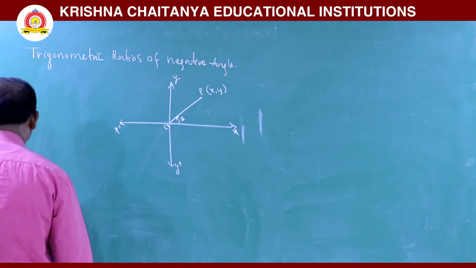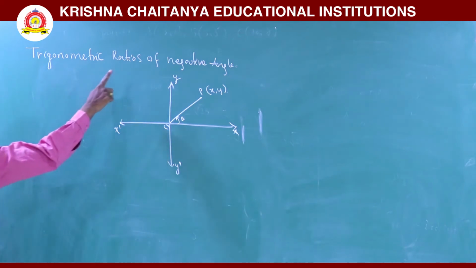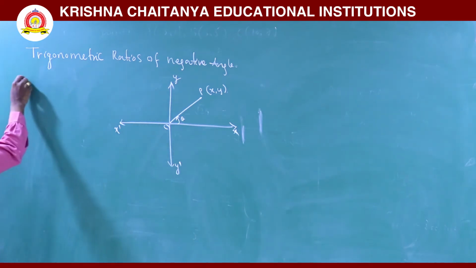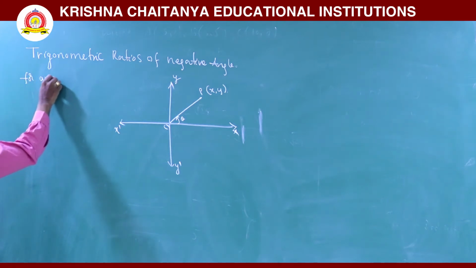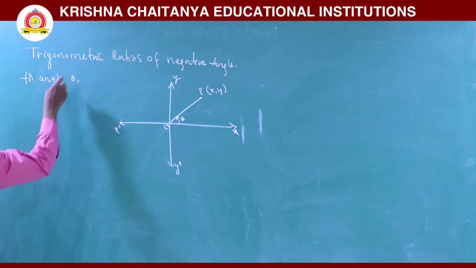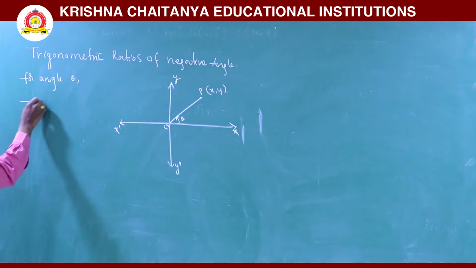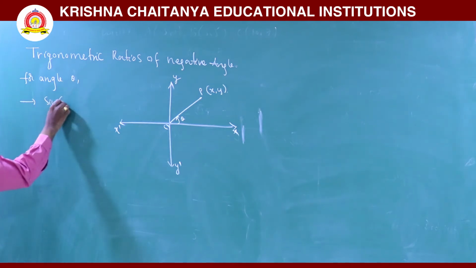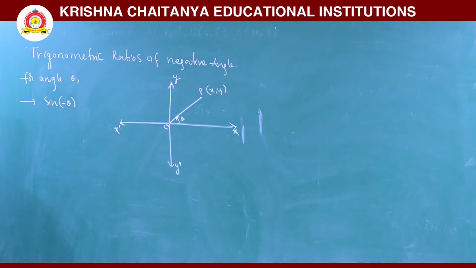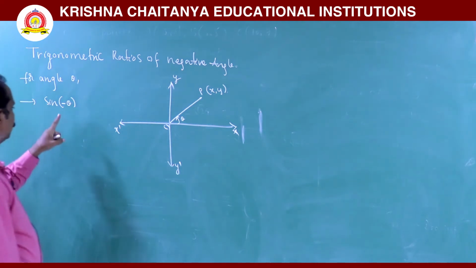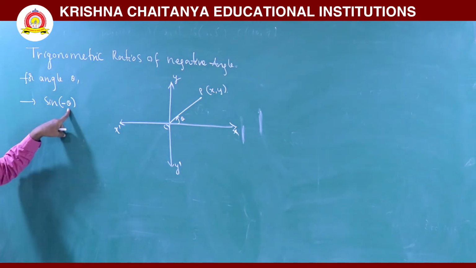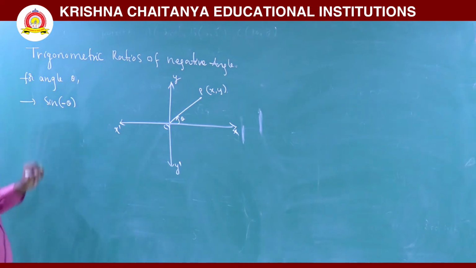What we need? Trigonometric ratios of a negative angle. For angle theta, we need the value of sine minus theta. Sine minus theta. Minus means angle of rotation is in clockwise direction.